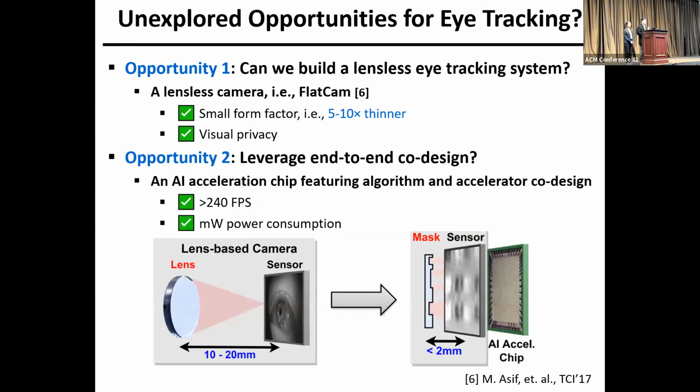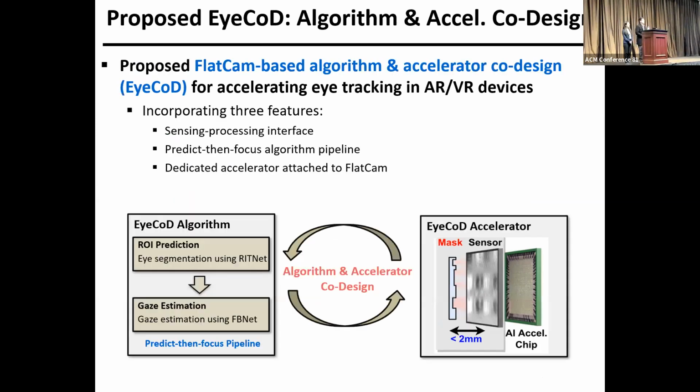In addition, the reduced form factor allows us to directly attach the eye tracking processor to the FlatCam sensor, in which way it allows us to build an algorithm and hardware co-design framework to achieve more than 240 FPS, as well as low power consumption. So based on the above analysis, we propose a FlatCam-based algorithm and accelerator co-design called EyeCoD that incorporates three features: a sensing-processing interface, a predict-then-focus algorithm pipeline, and a dedicated accelerator attached to the FlatCam.